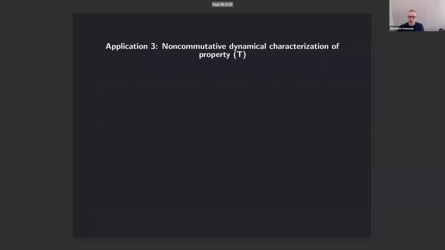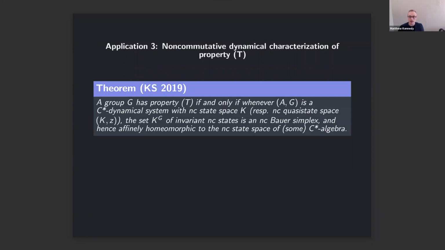And the third application is a non-commutative dynamical characterization of property T. So a sort of extension of this result of Glasner and Weiss that I mentioned in an earlier slide. And so specifically we show, so actually my PhD students, Nick Manor and Sam Kim should also be given some credit, because in 2021, we proved the non-unital version of this theorem.